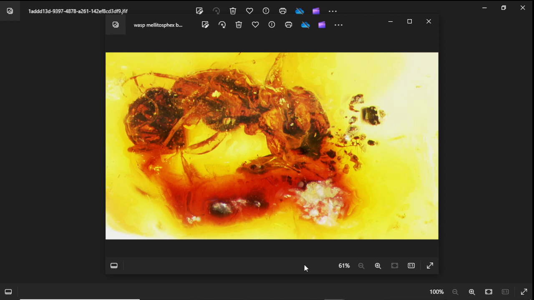The other one that we can find is the Melittosphex burmensis. Now, this was yet again discovered in Myanmar. However, this was its first location that it was discovered. It was discovered by a zoologist at Oregon State University. This is also estimated to be 100 million years old.